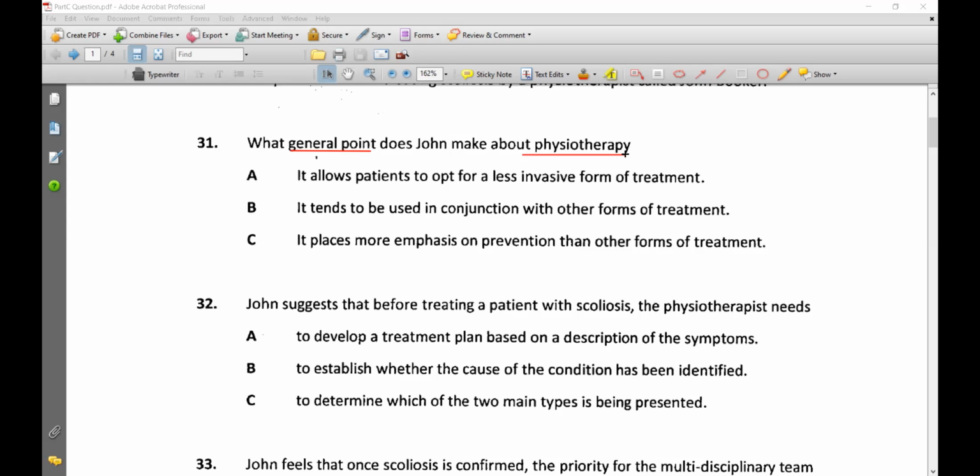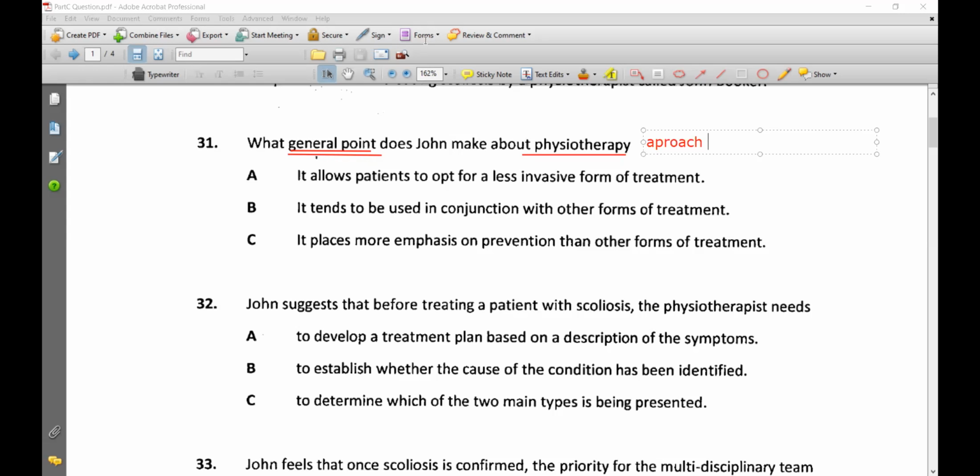Again, when a physiotherapist is giving a presentation, and if the listeners are not directly from the physiotherapy background, if they are a nurse or an occupational therapist or a physician or other healthcare professionals, then the physiotherapist would give a brief introduction of what physiotherapy is and how it works. So here also you can see, what general point does he make about physiotherapy. What I can predict here is that they may talk about the approach. How does it work? How do we deliver physiotherapy, or what kind of approach do we have?